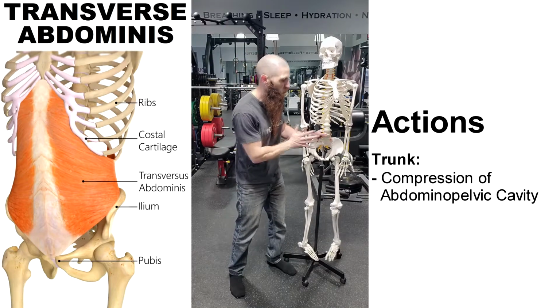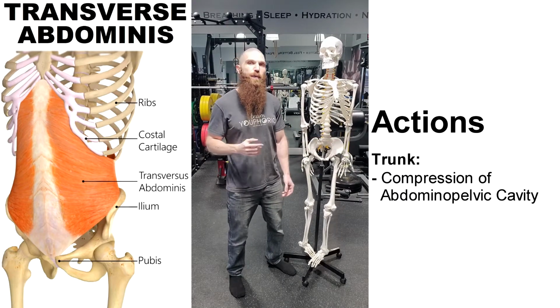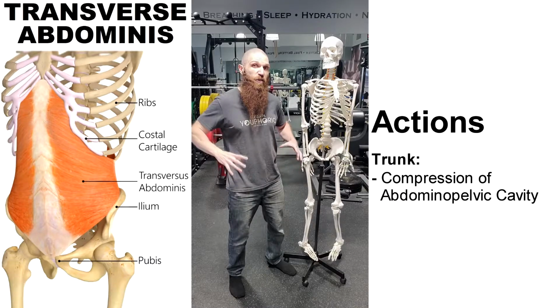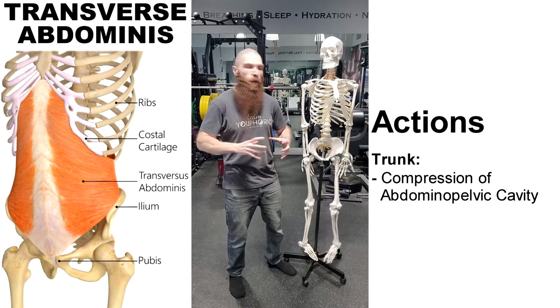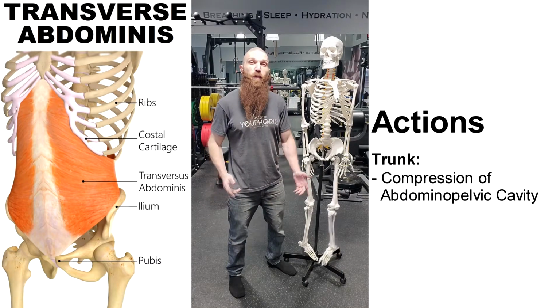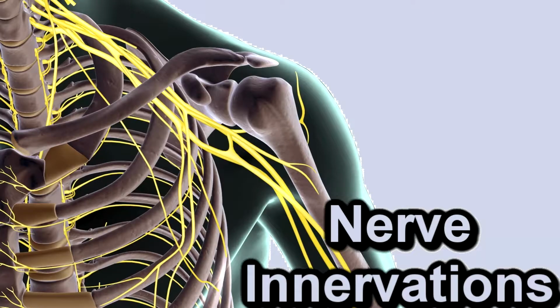And because its fibers run horizontally, its main action is going to be compression of the abdominal pelvic cavity. So you could think of it as your body's natural corset system where it tightens everything up and tightens up the core. But that is the main action for the transverse abdominis muscle.